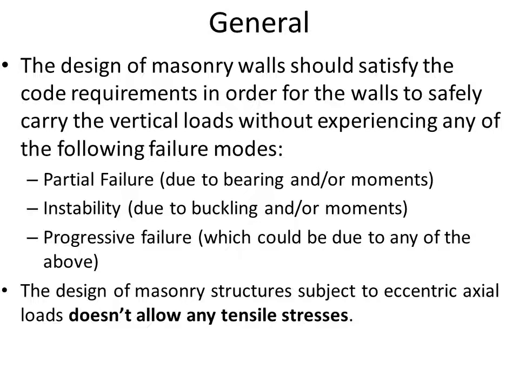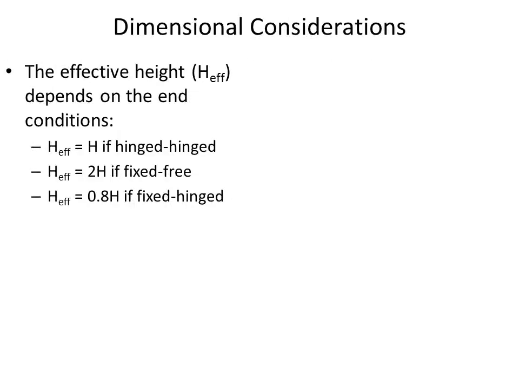So if you are talking about axial loads, a masonry structure subjected to axial vertical loads is not allowed to have any tensile stresses. So the tension should be zero. The effective height is a very important thing here that we need to understand, the effective height of our wall.